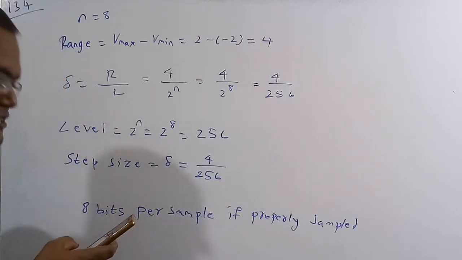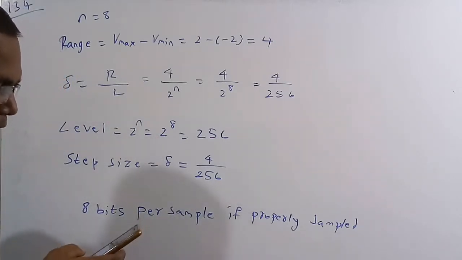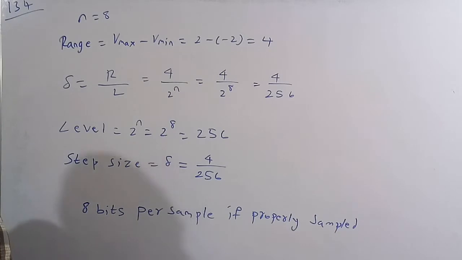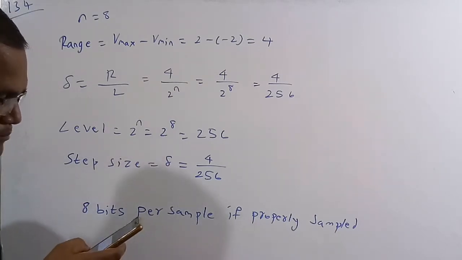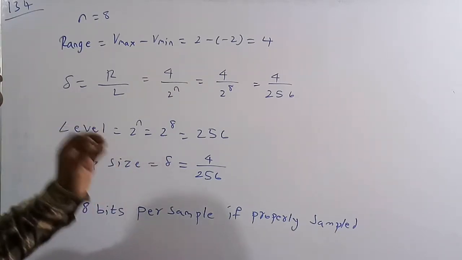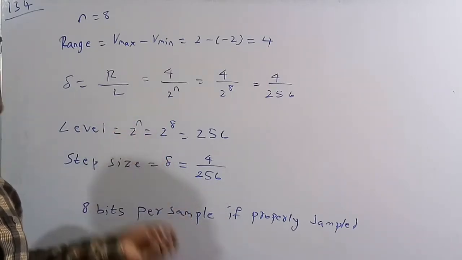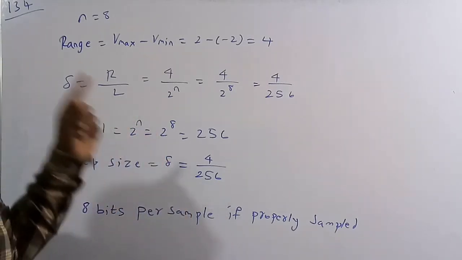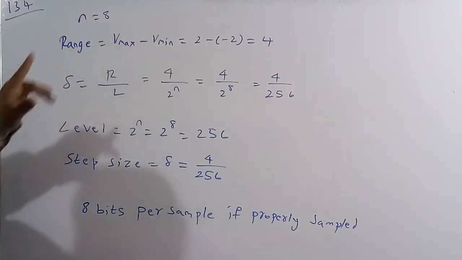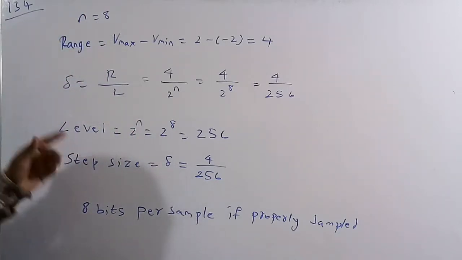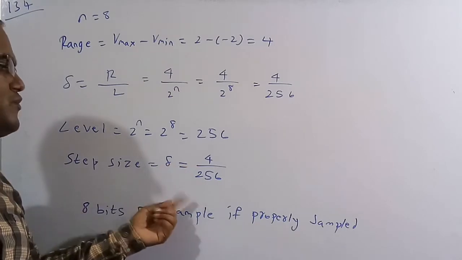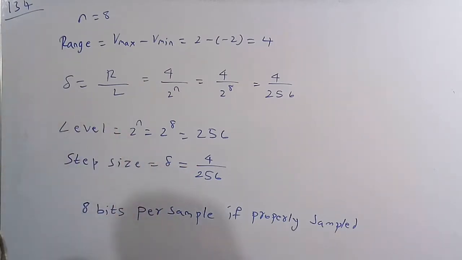So option D is the only one which remains, which is 8 bits per sample if properly sampled. So 8 bits per sample if properly sampled means if you do the sampling properly with the minimum sampling frequency, then each and every sample is going to be represented by 8 bits, with the number of levels being 256 and the step size being 4 by 256. So this is the correct solution of this question.